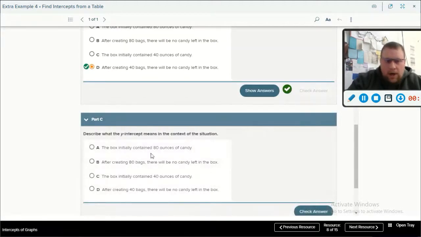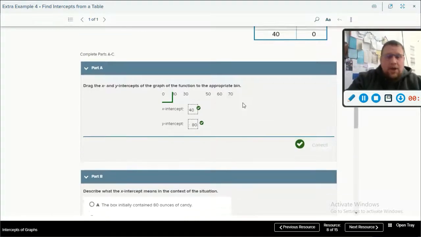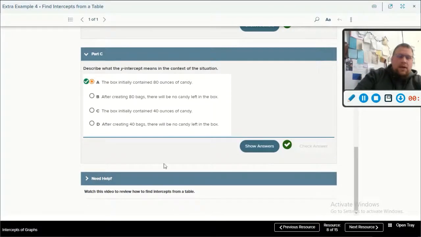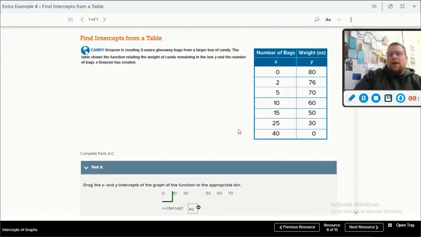Let's go to part C. What does the y-intercept mean? Well, it's where x equals 0. So if I've made 0 bags of candy, how many total ounces do I have in the box? I have 80 ounces. So that's telling me how many the box started out with. The box initially contained 80 ounces of candy. Boosh, right there. Again, we are just interpreting what the intercepts mean.